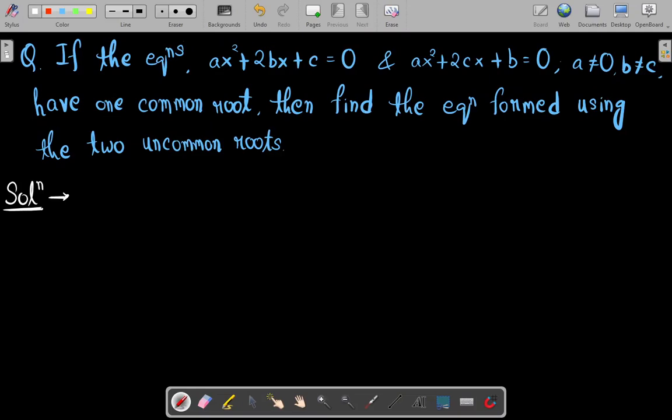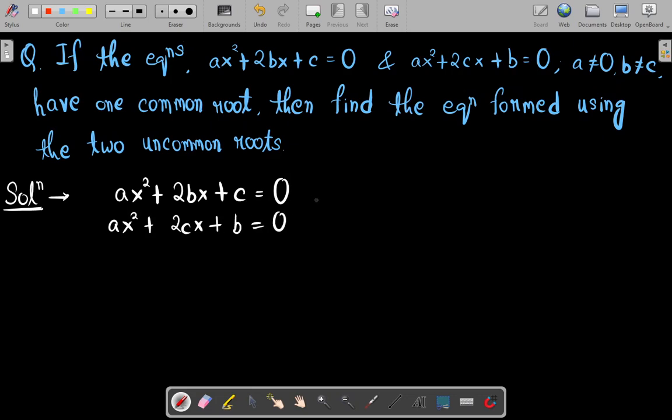Hello everyone. In this question, it is given that if the equations ax square plus 2bx plus c equal to 0 and ax square plus 2cx plus b equal to 0, where a is not equal to 0 and b and c are unequal, have one common root, then we are to find the equation that is formed using the two uncommon roots. So first of all, we are given these two equations, ax square plus 2bx plus c equal to 0 and ax square plus 2cx plus b equal to 0.